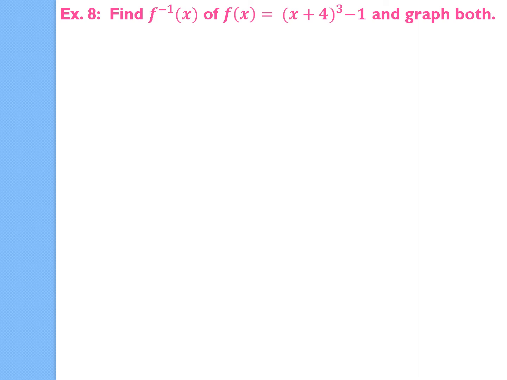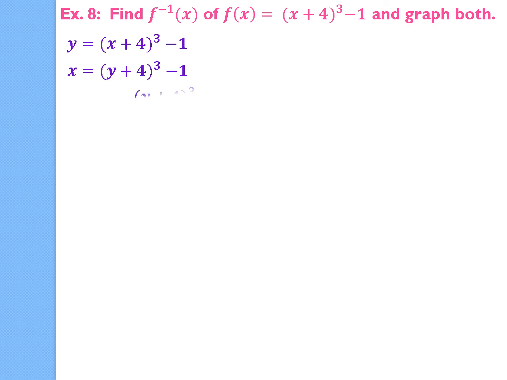Okay, now let's look at example 8. We've done this before. We did it with the square root and the quadratic function, so this shouldn't be anything terribly new. I want us to find the inverse of f of x equals x plus 4 cubed minus 1. And then we have to graph both. So remember when we're finding the inverse, first of all, we make that y equals x plus 4 cubed minus 1. So the first step is we switch x and y. Now we just have to resolve for y.